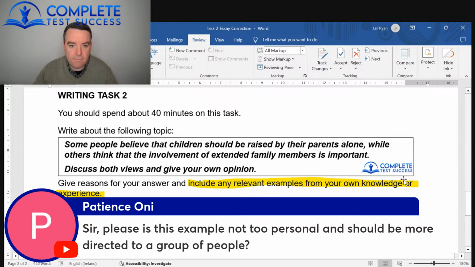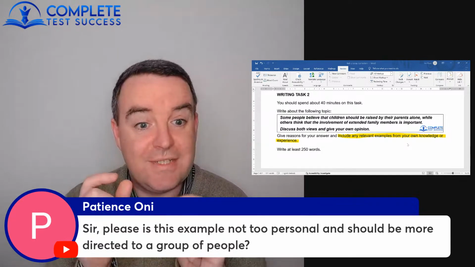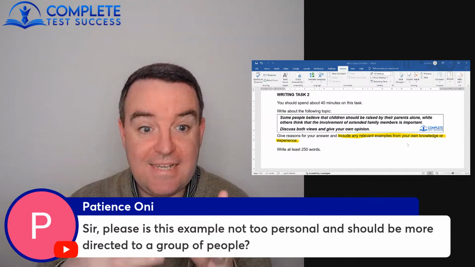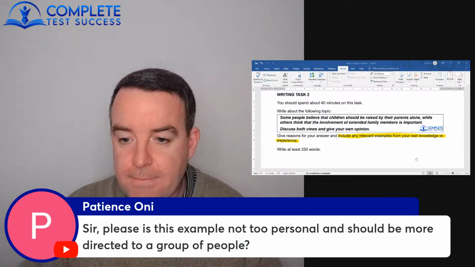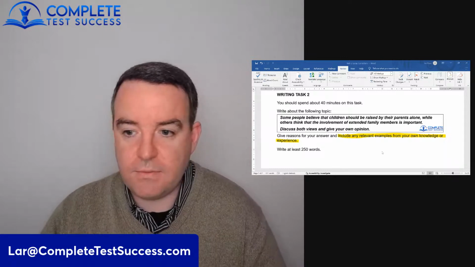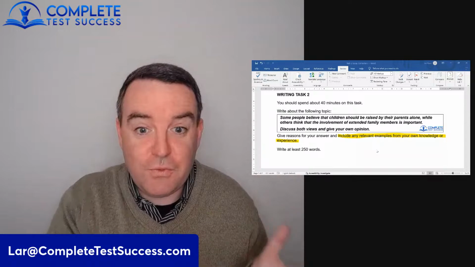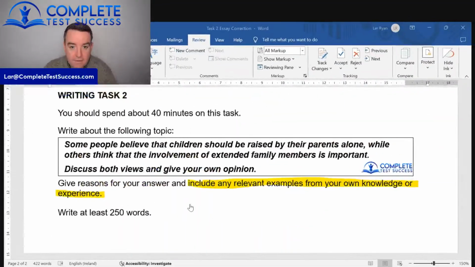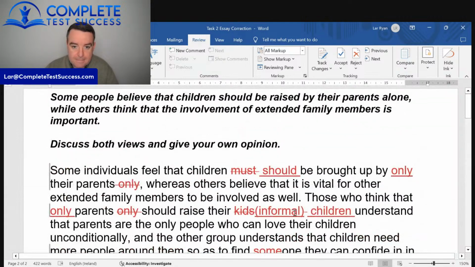Now, where a lot of people get confused with that is that, typically speaking, with academic writing, you're not supposed to use personal examples. And the IELTS essay is an academic essay, but they allow you to use personal examples. So there is confusion. Some students and some candidates get confused about that because, yes, it's an academic essay where typically you would not be allowed. But as you can see right there on the question, it says include any relevant examples from your own knowledge or experience. So they're literally saying you can do that. So yeah, it's no problem whatsoever to do that.